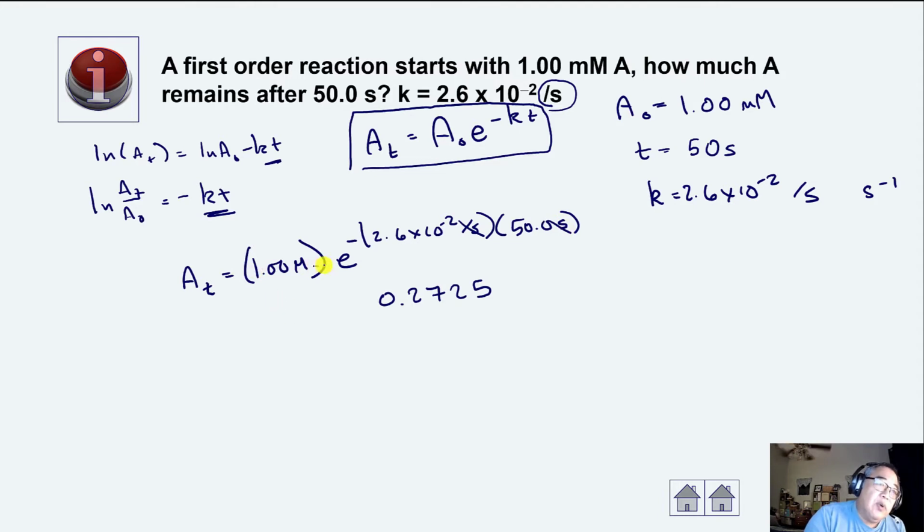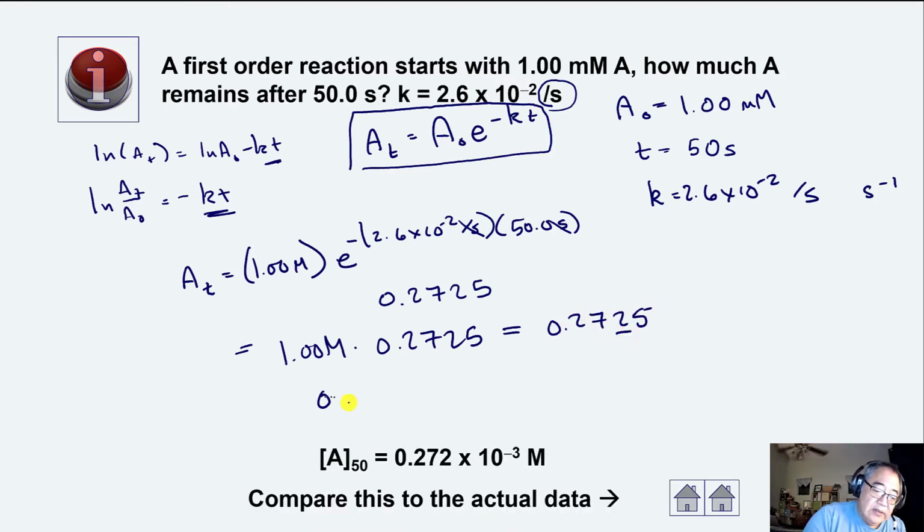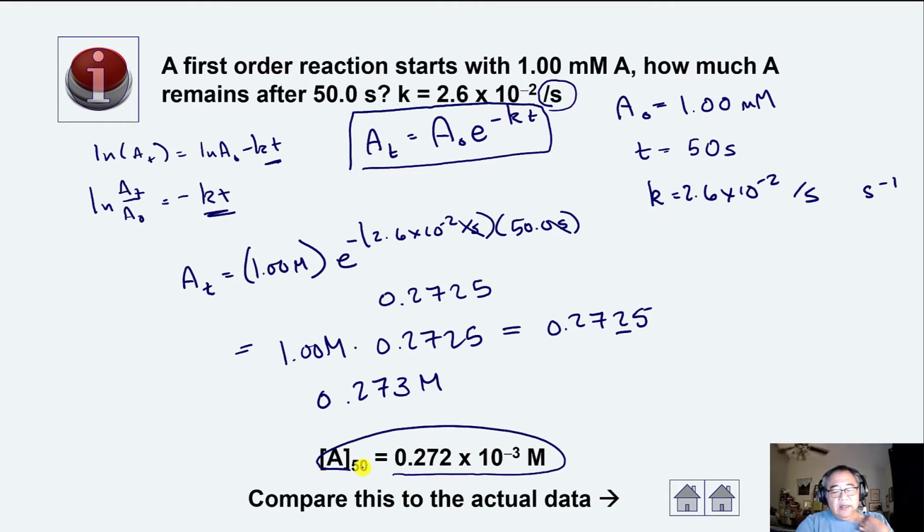So since it's 1.00 molarity unit times 0.2725, that gives me 0.2725, rounded to three significant figures, 0.273 molarity units. And I did it and had the answer here already. I rounded it slightly differently. I'm not sure exactly what I did, but it didn't come out exactly the same.